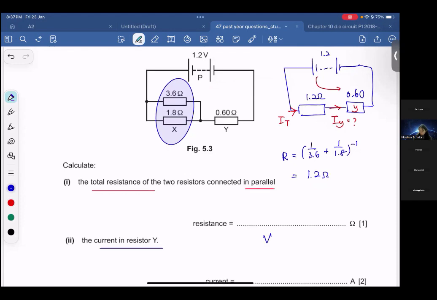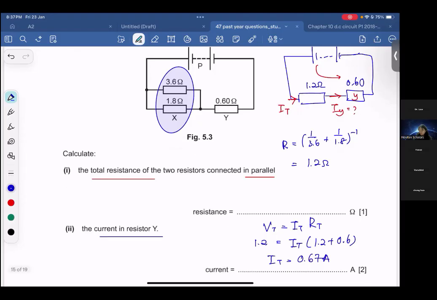Alright, let's solve this. Total voltage equals total current times total resistance. 1.2 volt is your total EMF, equal to your current times the total resistance. The total current is unknown. The total current that you get should be 0.67 ampere. So I total is actually the current flowing through Y. Sean, did you round off? It should be 0.67.